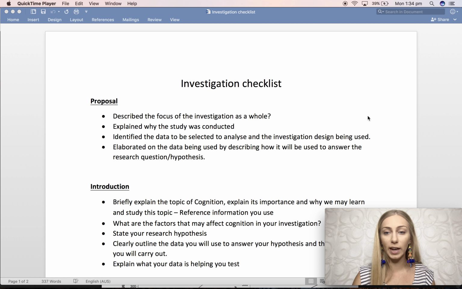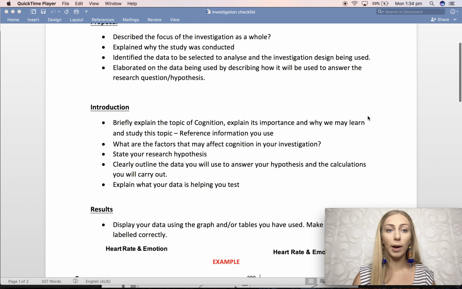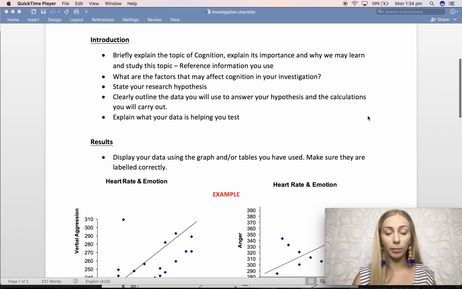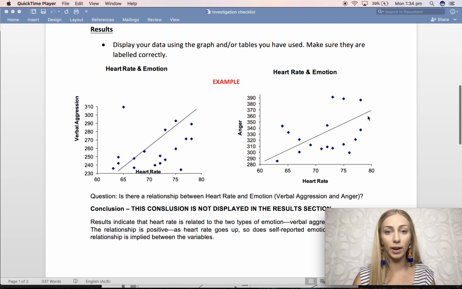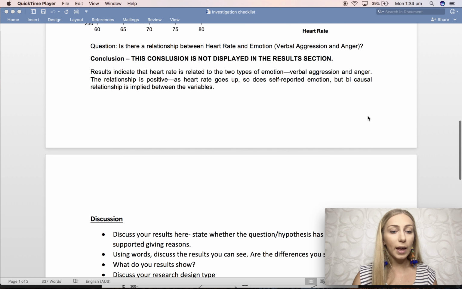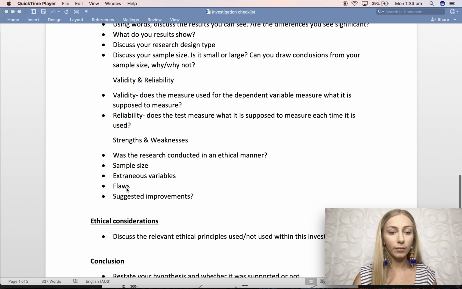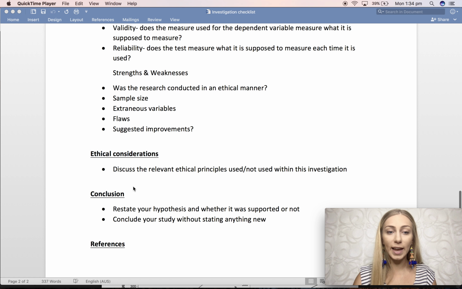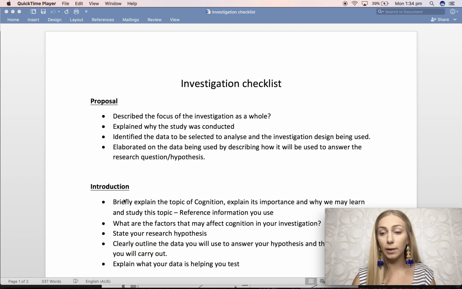So if I just move down really quickly, we can see that you've got your proposal, which you do first, then you will do your introduction. Then once you have completed your introduction, you'll move over to your results. I have a short example there that I'll go through in a minute. Then you have your discussion, your ethical considerations, and your conclusion. So let's go back up to the top, and I'll start from the beginning.